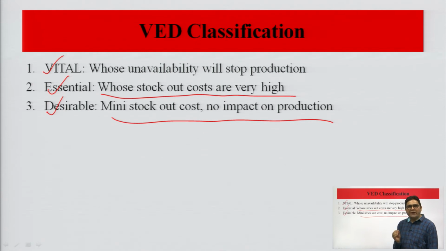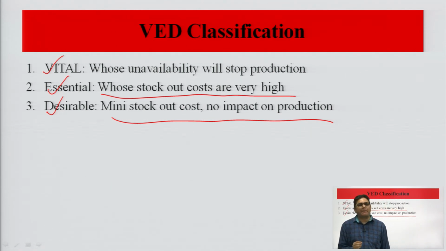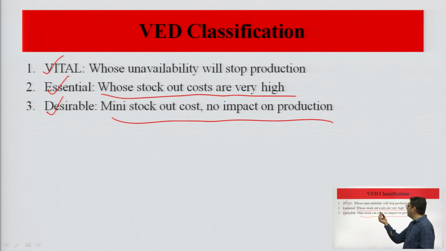VED: it is vital, it is essential and it is desirable. Vitals are those equipment and parts that are very critical and important for the organization. If they are not there in the inventory, they are going to impact the overall production flow negatively. Next, essentials are the items or equipment that are required to be there, and if they are out of stock, their cost is likely to be very high.